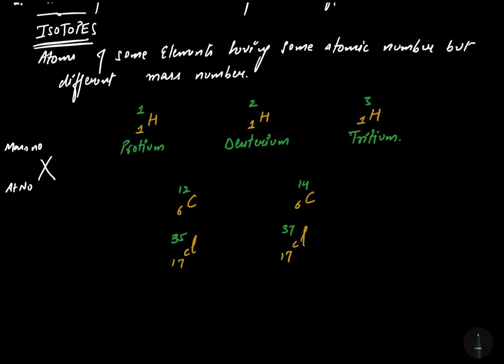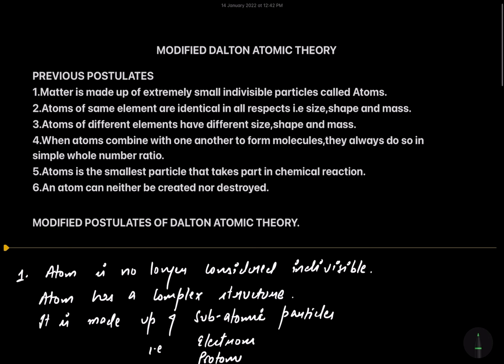Now let's come back to the previous postulates and see what the third point is saying. The atoms of different elements have different size, shape and mass.